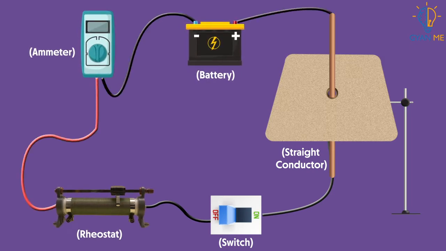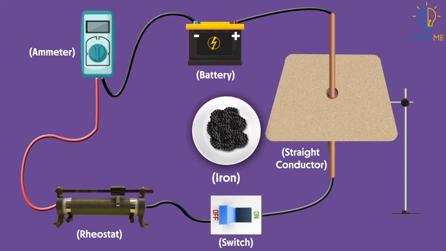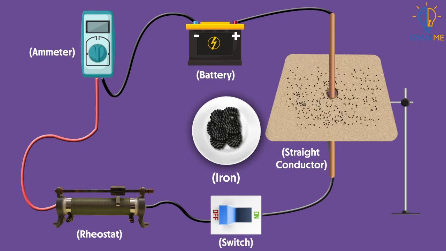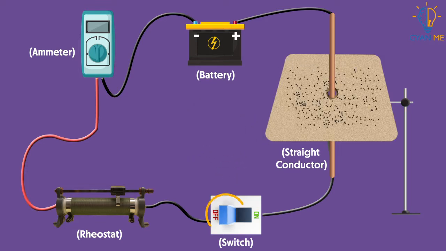Students, you know that a rheostat is a device which regulates the resistance. The top end of the conductor is connected to the positive terminal of the battery. Sprinkle some iron filings on the cardboard and see what happens. Nothing happens right now because the circuit is off. Now switch on the circuit. Ensure that the wire passing through the cardboard is vertically straight and perpendicular to the cardboard.